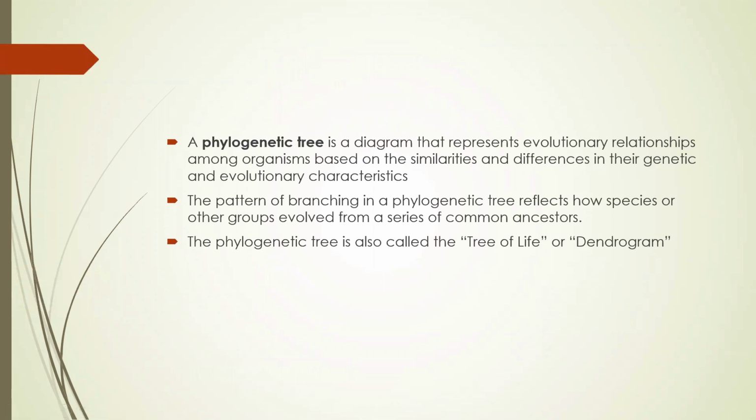A phylogenetic tree is a diagram that represents the evolutionary relationships among organisms based on the similarities and differences in their genetic and evolutionary characteristics. This pattern of branching in a phylogenetic tree reflects how species or other groups evolved from a series of a common ancestor. The phylogenetic tree is also called the tree of life. It is also referred to as a dendrogram.